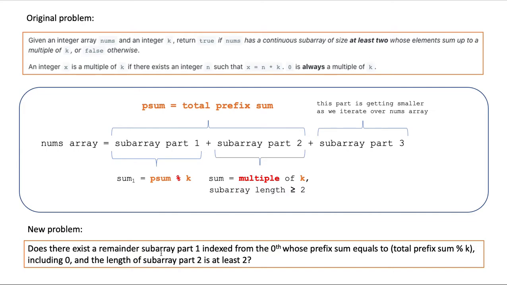There exists a remainder subarray part 1 indexed from zero whose prefix sum equals the total prefix sum modulus k, including 0. So this remainder can be 0 as well. And the length of subarray part 2 is at least 2.